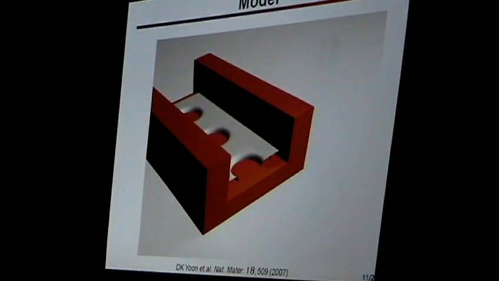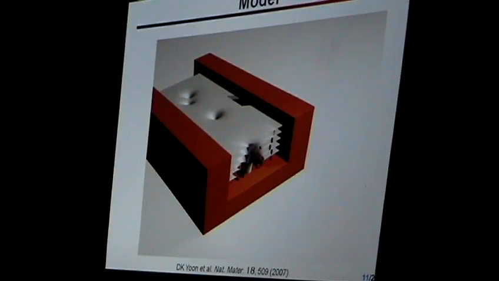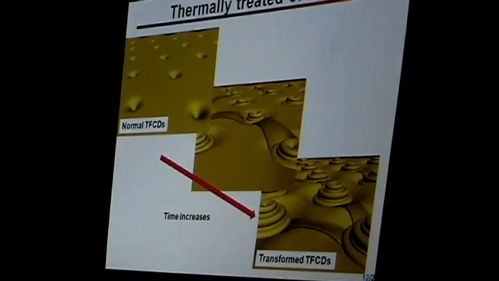Basically, as I told you in the bulk state model, the first layer forms like this, and the molecules love to align parallel to the surface. That's why it shows this kind of tangential alignment. As molecules are added, it shows the typical TFCD structures. Sometimes, like in block polymer work, some polymers transform to a different structure by thermal treatment.